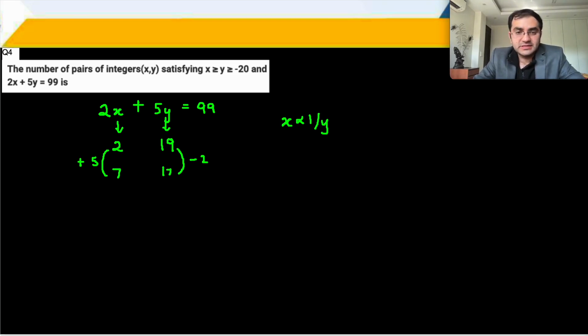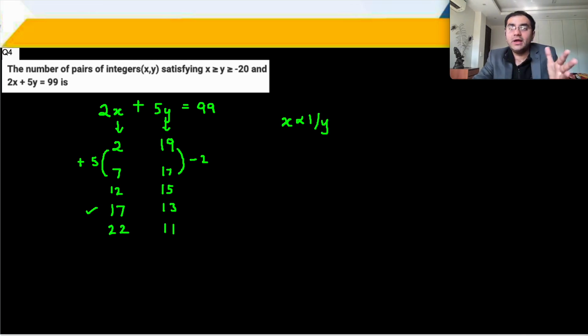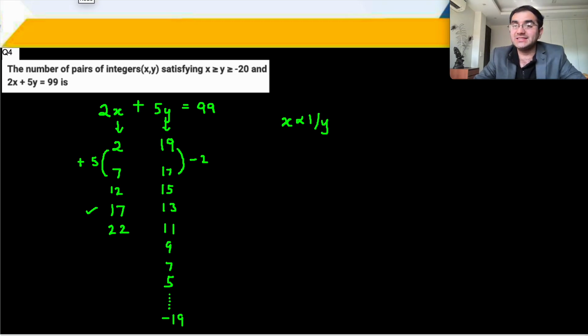But still this is not matching x greater than or equal to y, so I continue. Plus 5, minus 2, it's still not matching. Plus 5, minus 2. For the first time, x is greater than or equal to y greater than or equal to minus 20: 17, 13. Now I continue. 22, 11, and now I know that always x will be greater than or equal to y. So now just keep decreasing y: minus 2, 13, 11, 9, 7, 5 and so on, up till minus 1 will be the last value. I'm sorry, minus 19, because after minus 19 you'll get minus 21, and that is not acceptable, right?